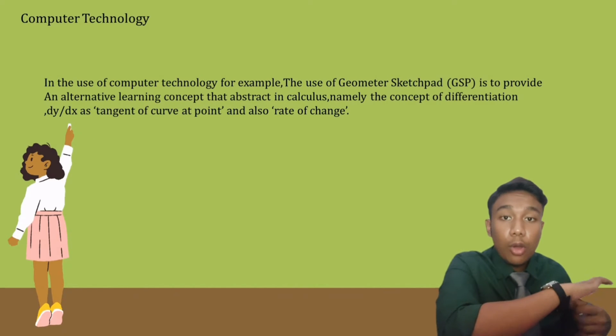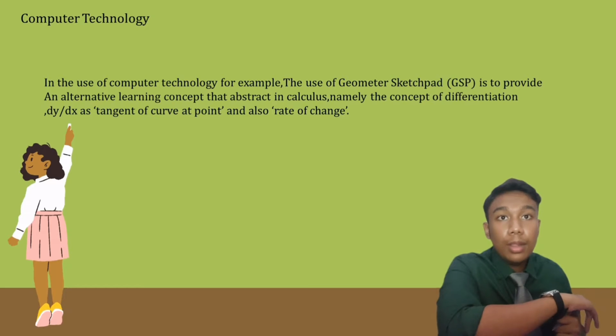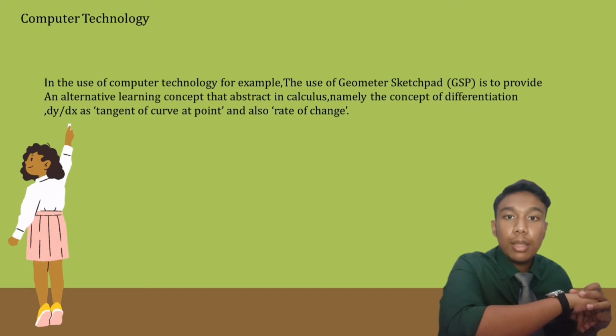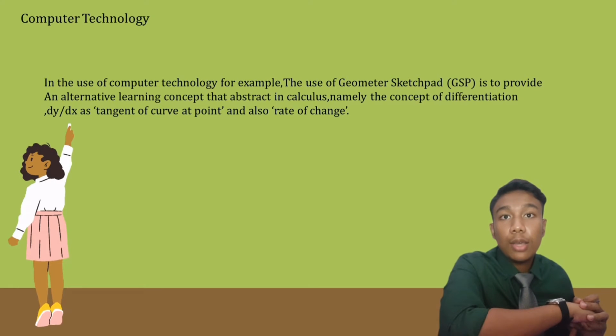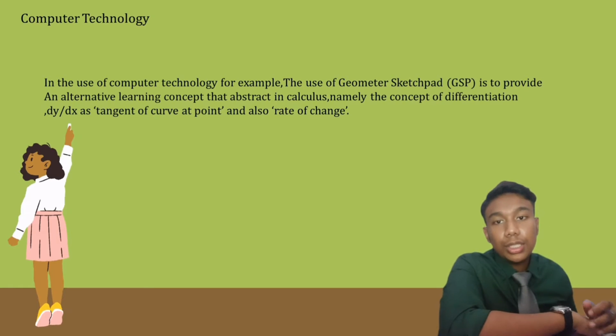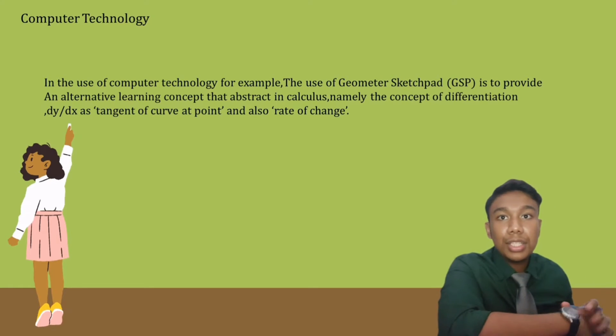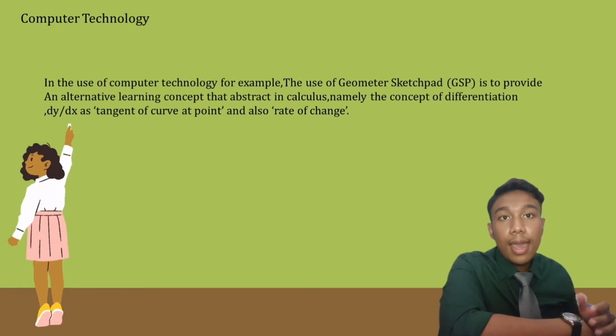In the use of computer technology, for example, the use of Geometer's Sketchpad (GSP) is to provide an alternative way of learning the abstract concepts in calculus, namely the concept of differentiation, which is dy per dx, as the tangent of a curve at a point and also the rate of change.